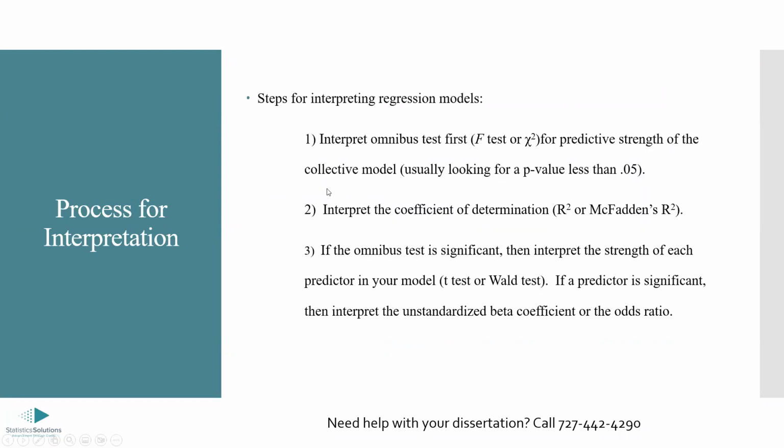And then what are the steps for interpretation? Okay, we'll go through this using an example. I have a sample spreadsheet, but the first thing you want to do is interpret your omnibus test. That is the F test if you're doing a linear regression, and it's a chi-square test if you're doing a logistic regression. What this does is it tells you the collective predictive strength of your model. And with almost all statistics, we evaluate significance if your p-value is lower than 0.05.